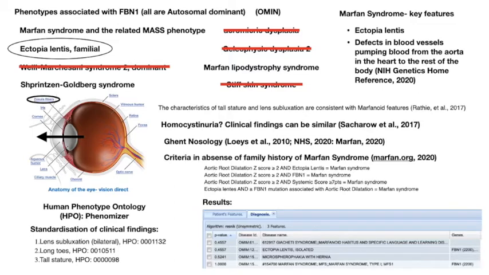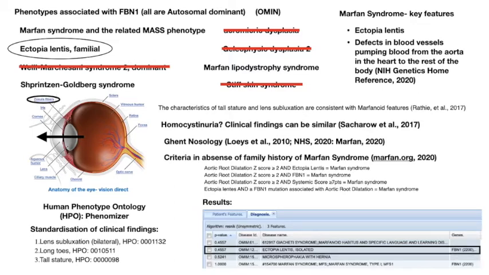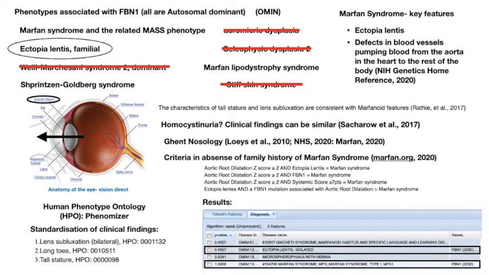of which the two features that aligned with the FBN1 gene were ectopia lentis and a form of Marfan syndrome. The phenotypic presentation is consistent with the form of Marfan syndrome.